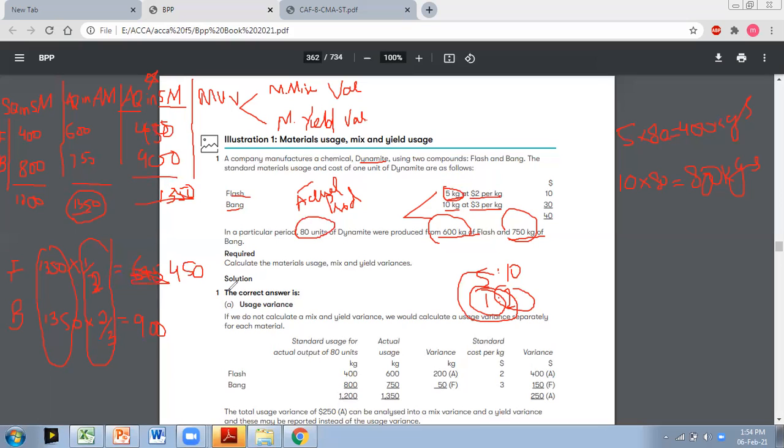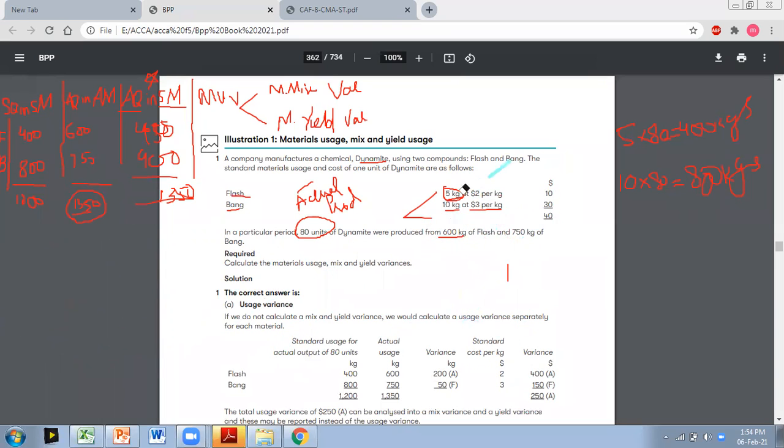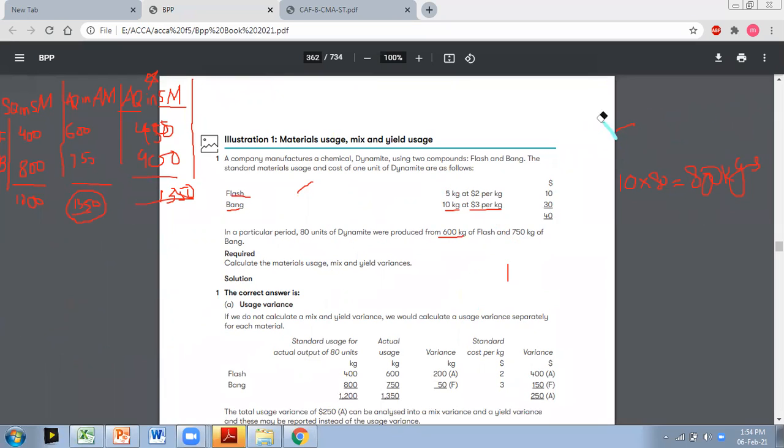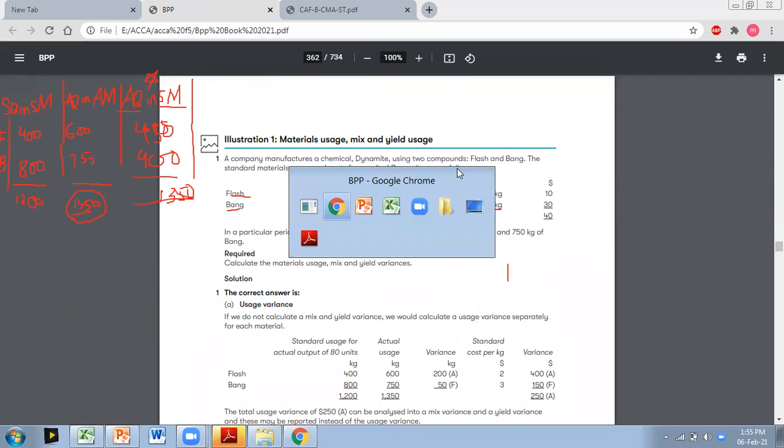Now we have got this. Now we are going to calculate the variances, right? Now let's move towards the variances. Let's move to our slides.